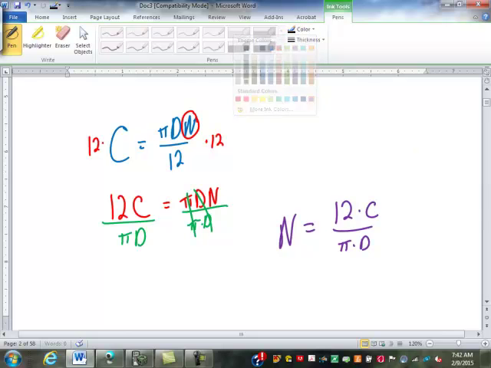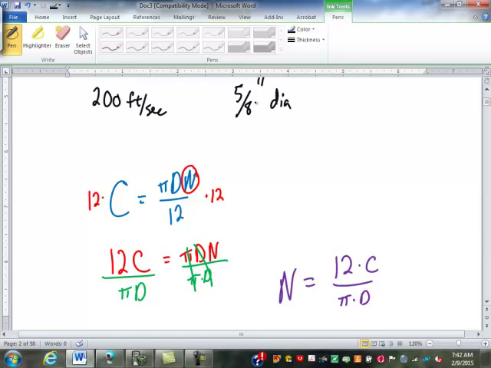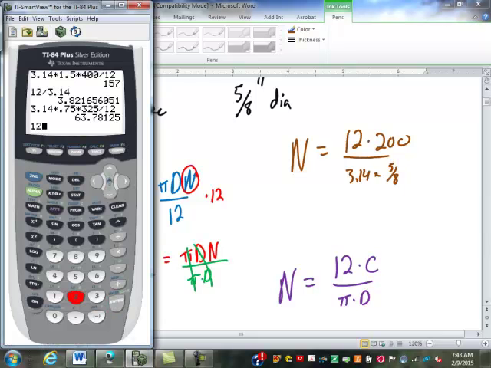So for this particular case, we go back up here. We have a 200 foot per second cutting speed. So that's 12 times 200 over 3.14 times 5/8. As I'm putting that in the calculator, 12 times 200. Now we have to be careful here. I can't just hit divided by 3.14 times 5/8. I have to do divided by and then parentheses, 3.14 times 5/8. Why did I need those parentheses?